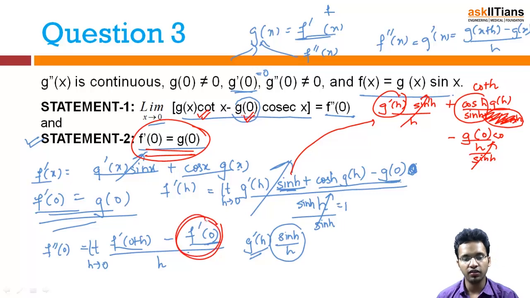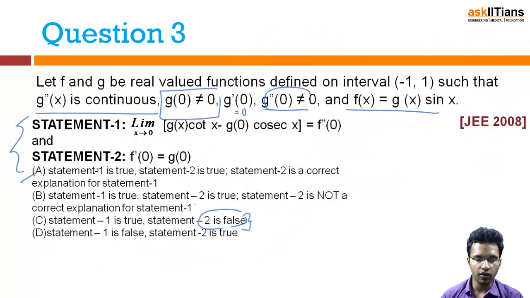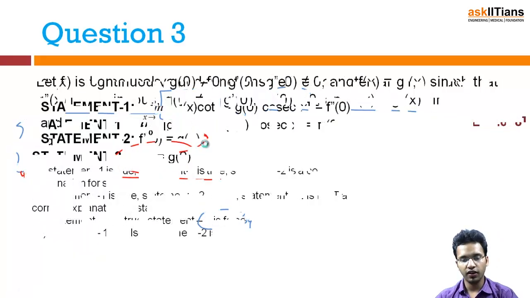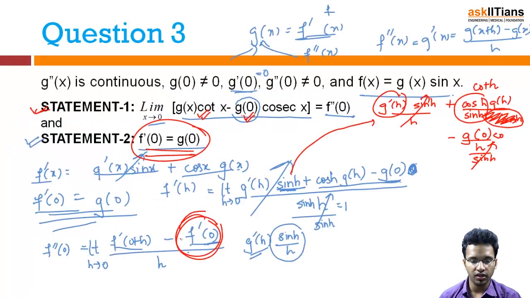Like we are using a result of statement 2 to obtain statement 1. So obviously my call on this will be A, that statement 1 is true, 2 is true, and this is the explanation for this one. Why? Because we are using a result here at this step, that this value is equal to 0.